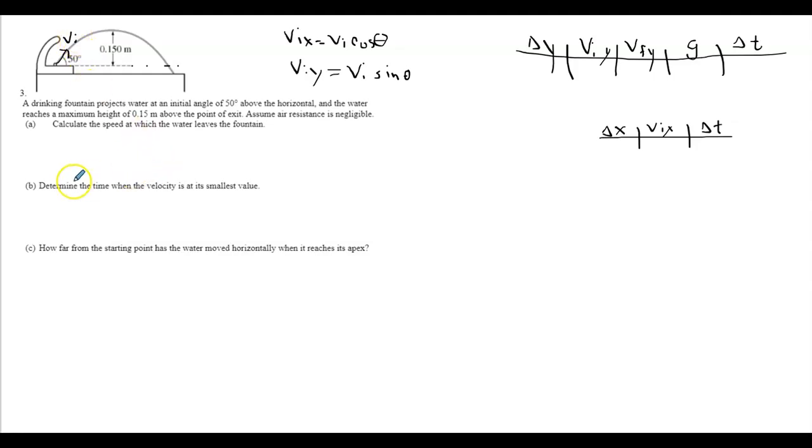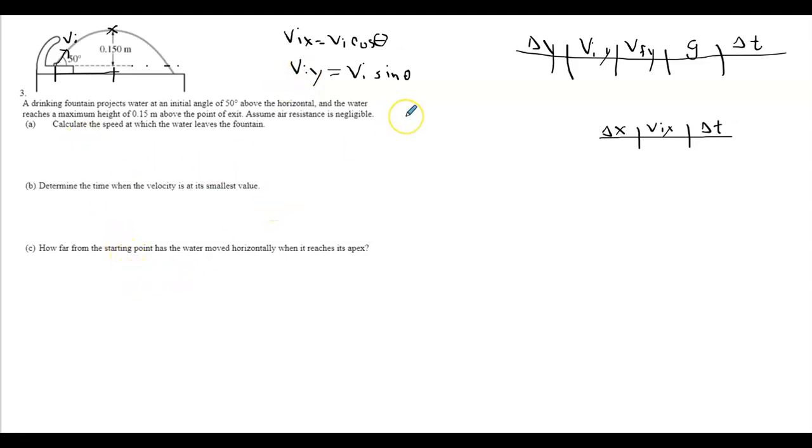And then in part B, it wants us to know how much time it takes to get to when the velocity is at the smallest point, which would be at the apex, because it's only got the horizontal velocity and no vertical velocity component. And then finally, part C is how far from the starting point has the water moved when it reaches that apex. So we don't know how far horizontally this distance here is. Okay, so those are the 3 parts that we're going to try to solve for.